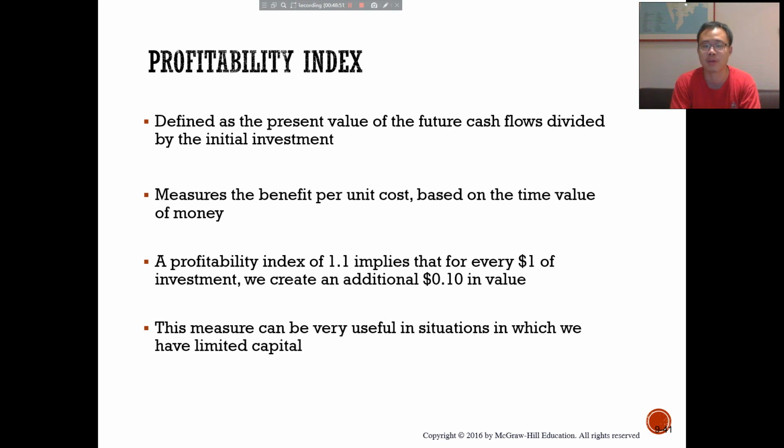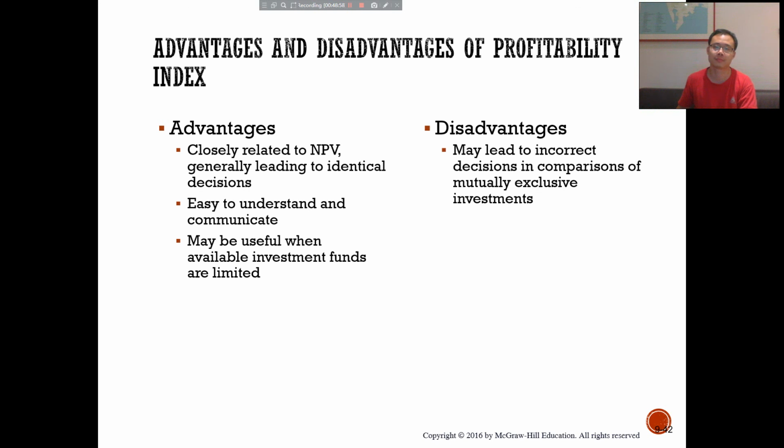This measure can be very useful in situations in which we have limited capital. The advantage is that it's very related to NPV, generally leading to identical decisions, and it's very easy to understand and communicate, and may be useful when available investment funds are limited. The disadvantage is that it may lead to incorrect decisions in comparisons of mutually exclusive investments.